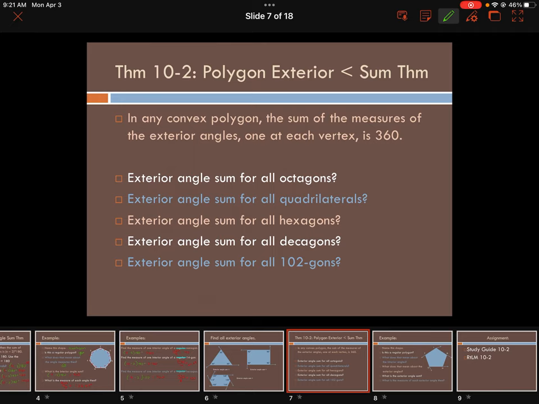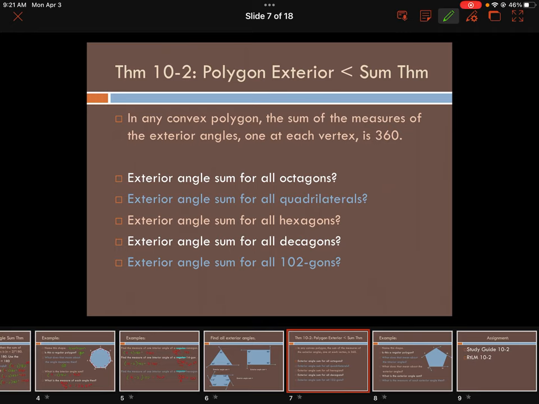So that's our next theorem. It's the polygon exterior angle sum theorem. In any convex polygon, the sum of the measures of the exterior angles, one at each vertex, is 360. So you don't need to do any math. You don't need to do any calculating.